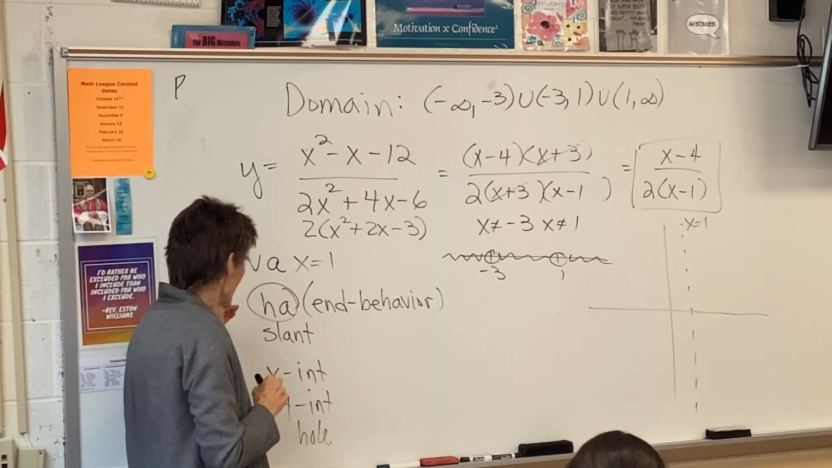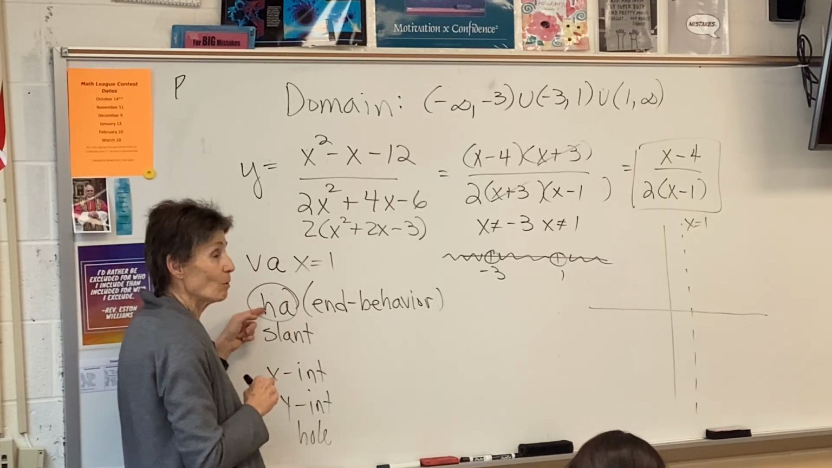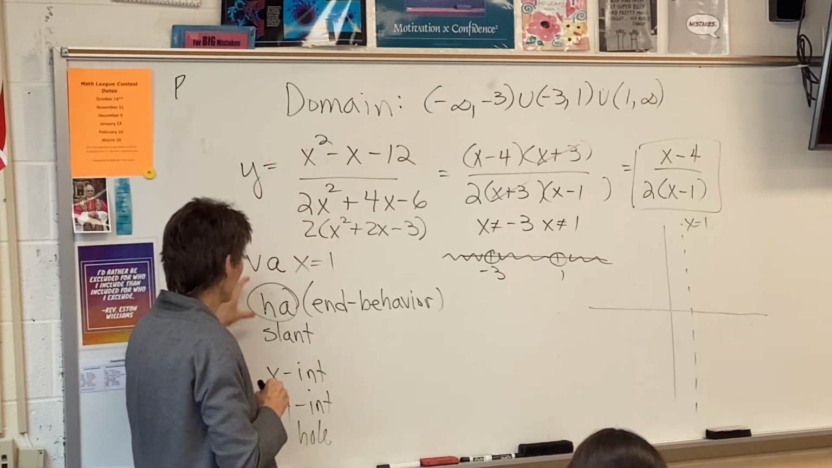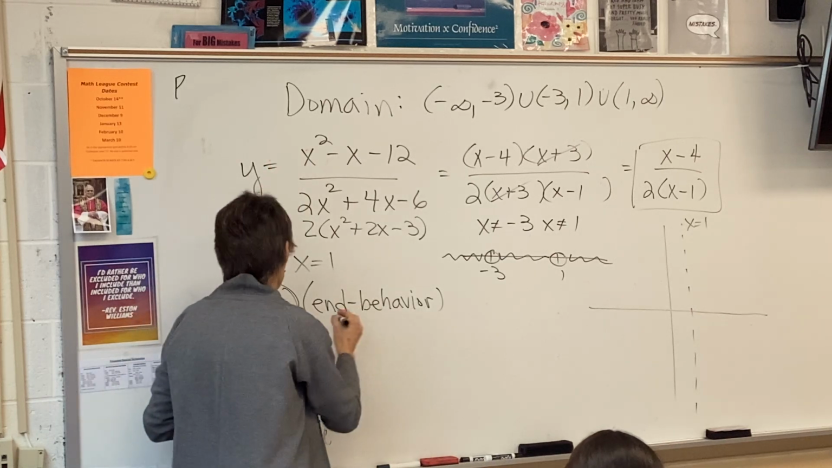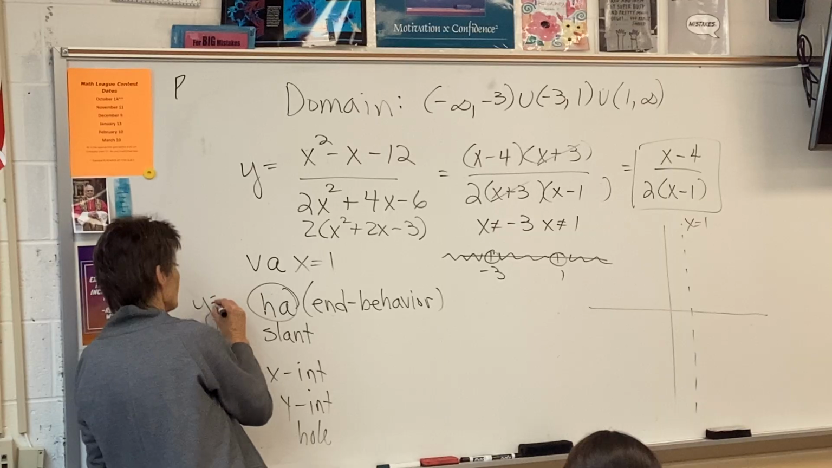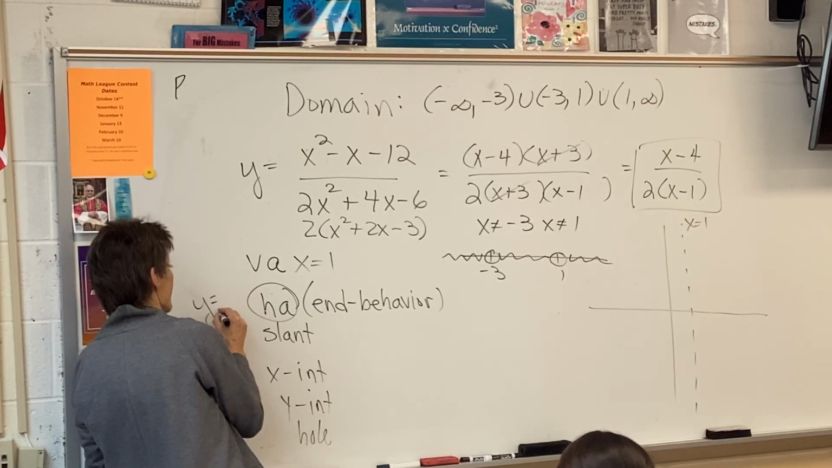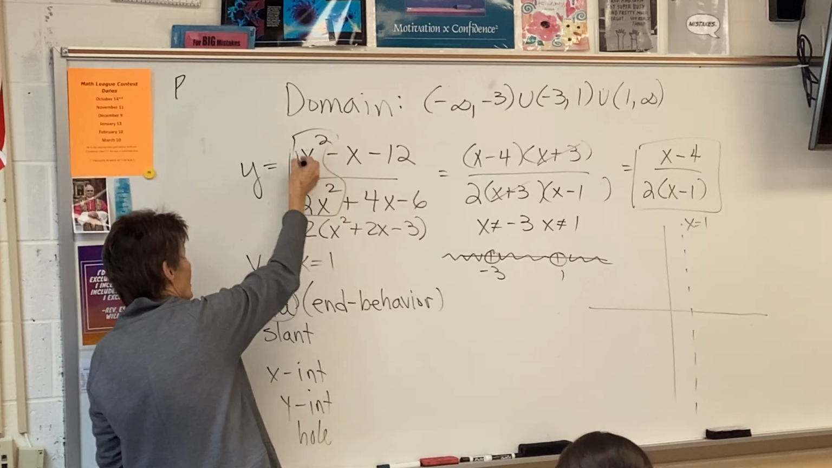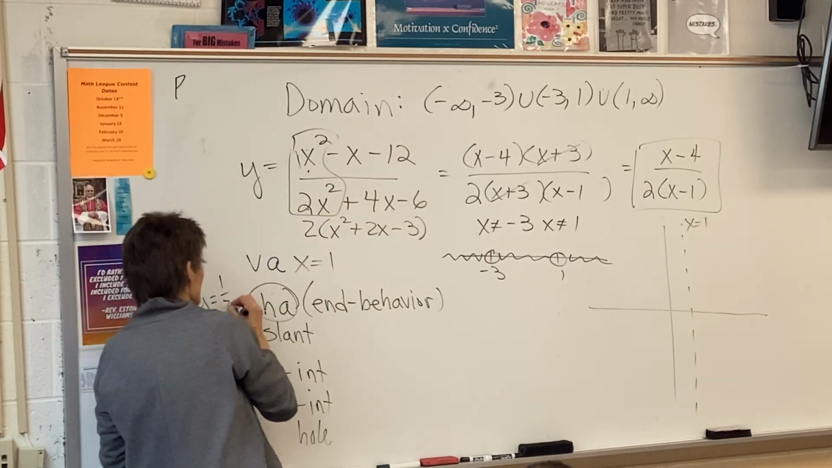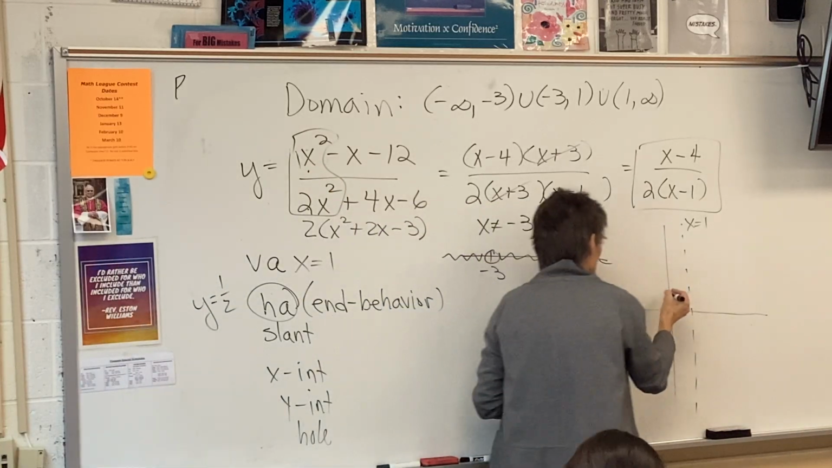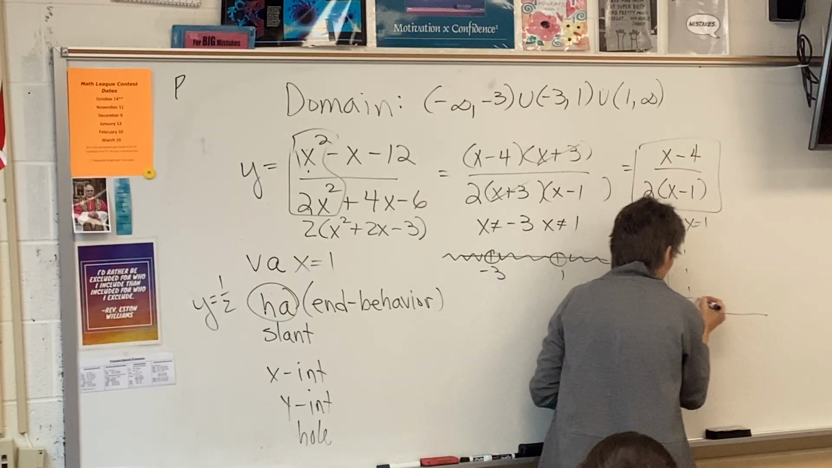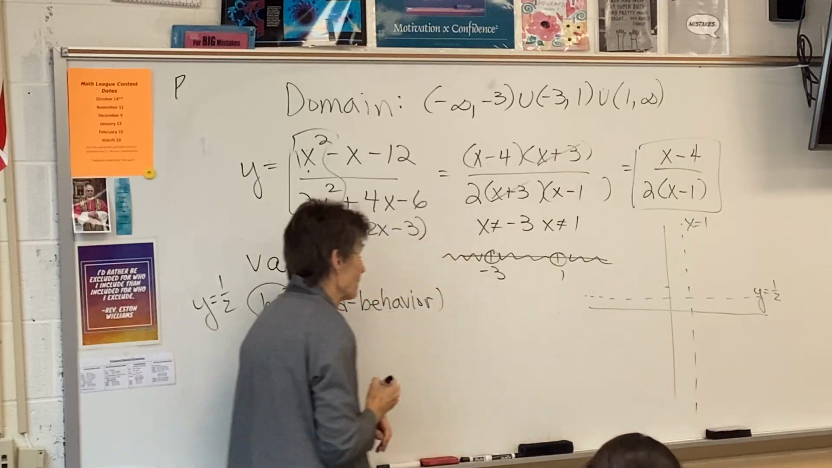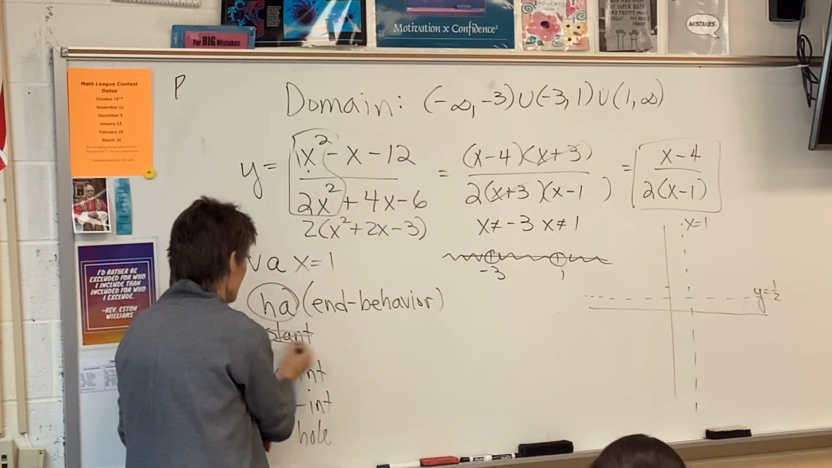We decided we were going to have a horizontal asymptote because these powers matched. And our horizontal asymptote would be what? Y equals 1/2. Kids, don't make it hard. You got 1x squared over 2x squared, so y equals 1/2.